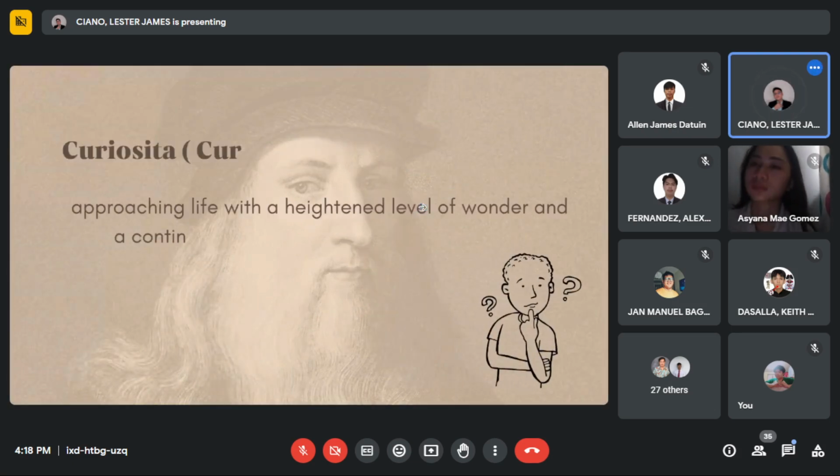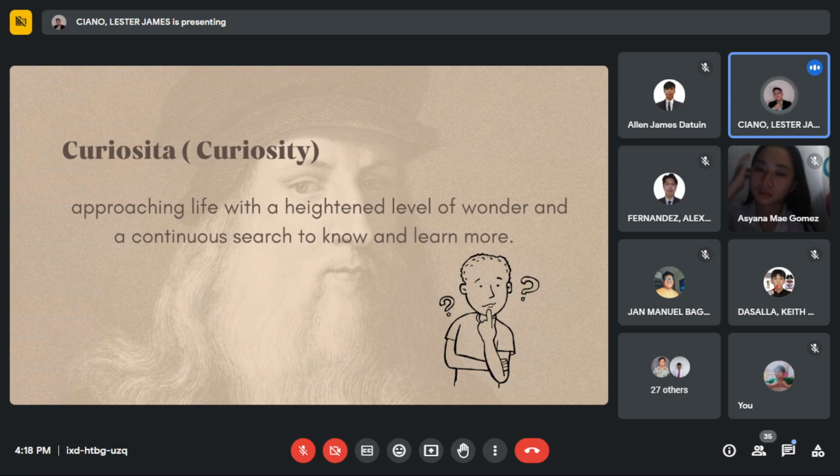the curiosita or curiosity. So curiosita, based on the sentence here, approaching life with a heightened level of wonder and continuous search to know and learn more. So curious approach. So anong naiisip natin? Siyempre, curiosity. Lahat naman tayo curious sa lahat ng bagay. So Leonardo himself, he had an insatiably curious approach to life and an unrelenting quest for continuous learning. Even he continued to enliven his curiosity by asking what if, no?